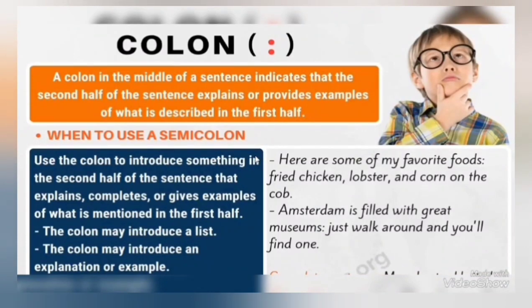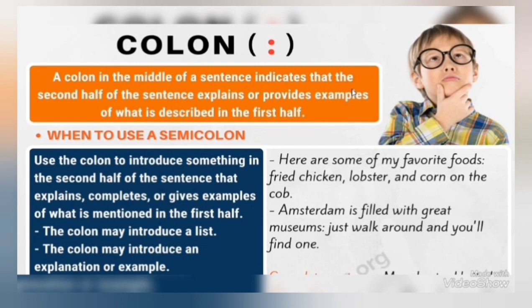So this punctuation mark, we use it in the middle of a sentence. It indicates that the second half of the sentence explains or provides examples of what is described in the first half. So use it when you're going to introduce something in the second half of the sentence that explains, completes, or even gives examples of what is mentioned in the first half. The colon may introduce a list, example, or explanation.